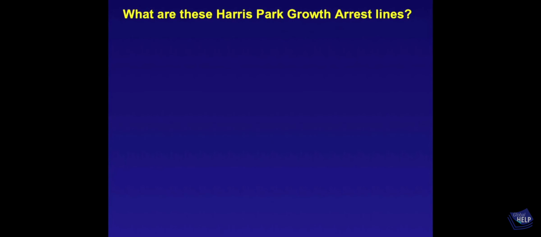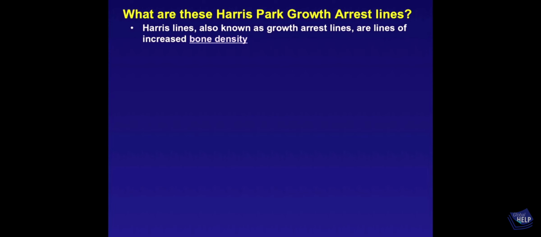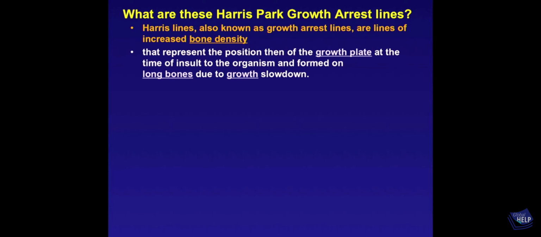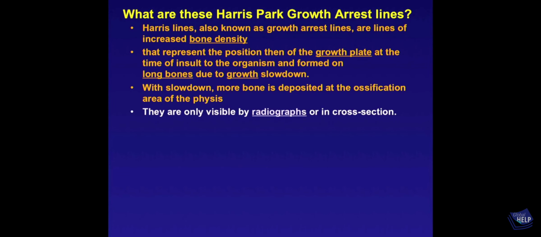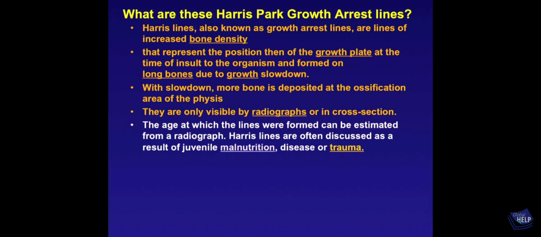Here you can see. So, what are the Harris Park growth arrest lines? Well, they're usually lines of bone density, and that's the position of the growth plate at the time of the insult. It can be either an injury, or a sickness, or some kind of an infection, and they're formed in the long bones. It slows down and lays down a little bit more osseous tissue, and with the slowdown, more bone is deposited on the ossification area of the physis, and there you see them on the radiographs. The age at which they formed can be estimated on the radiograph, and you can determine how much they've grown.